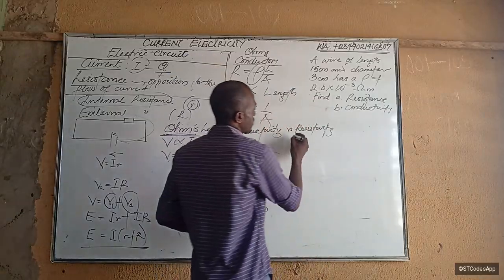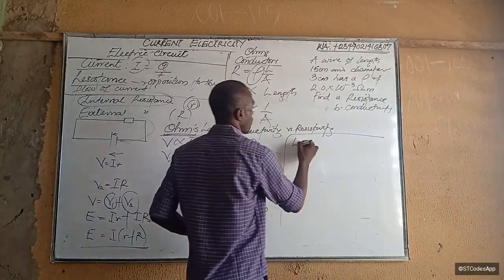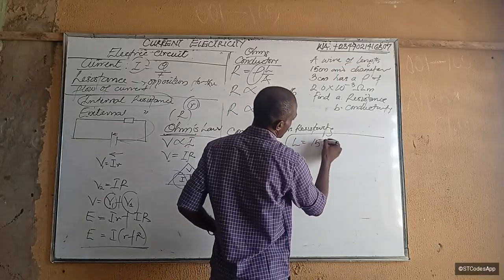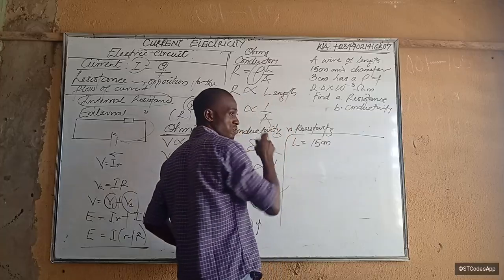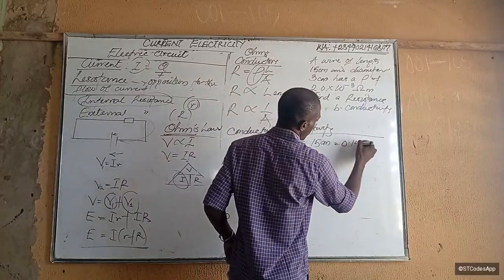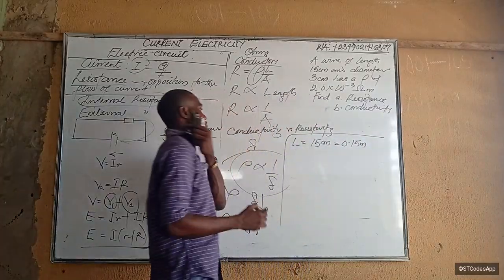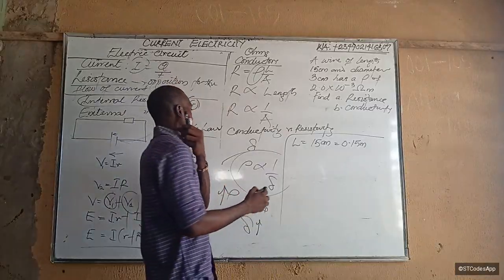So basically, the length of the wire is given. Length is 15 centimeters. You convert to meters, that becomes 0.15 meters. Make sure to convert. Okay.